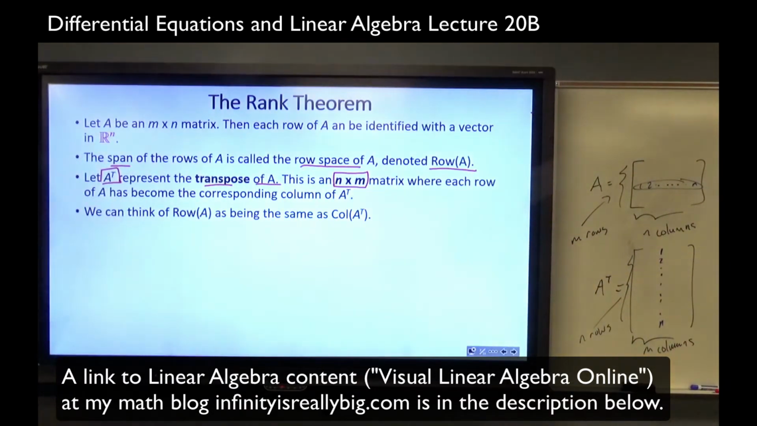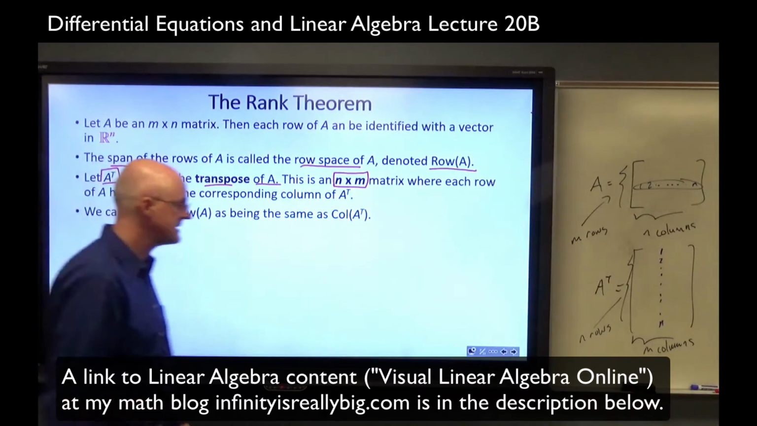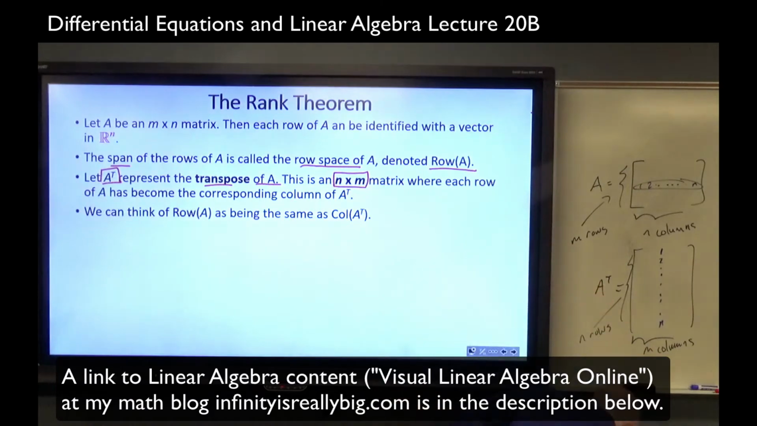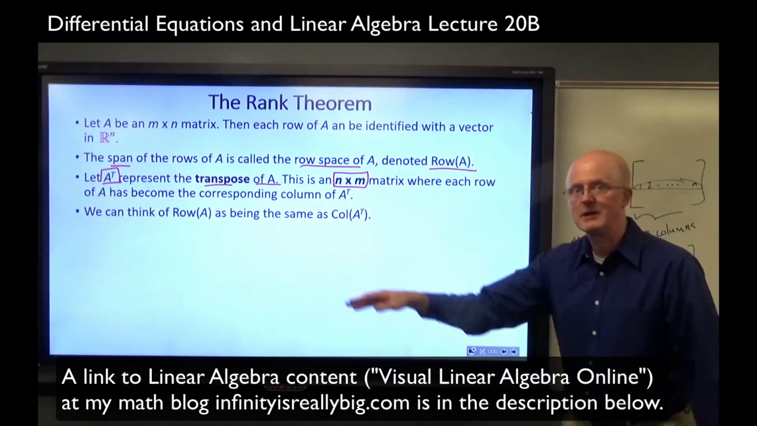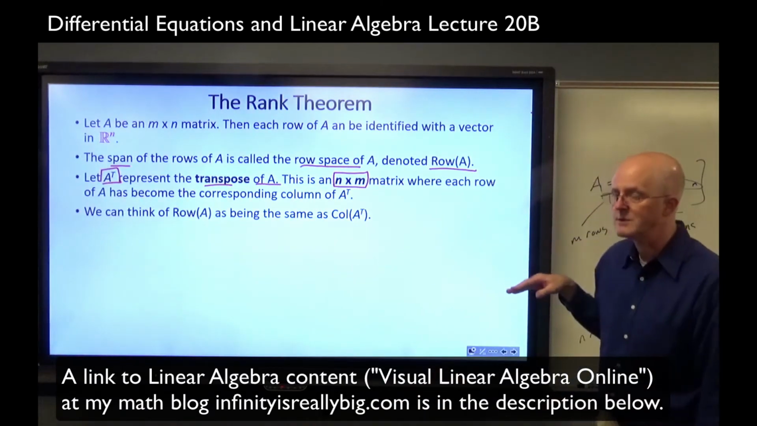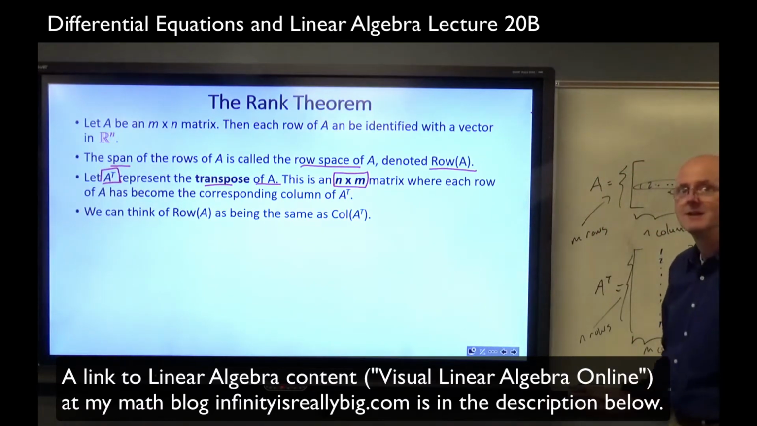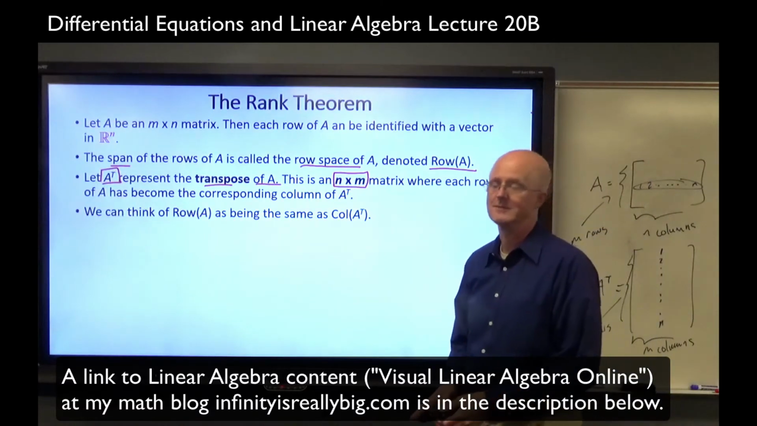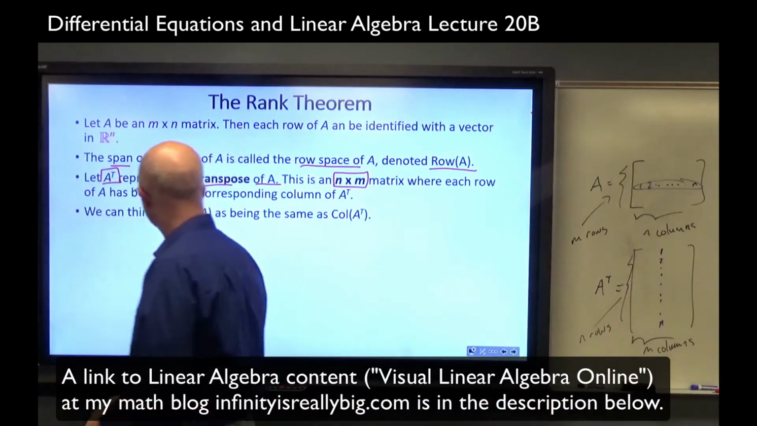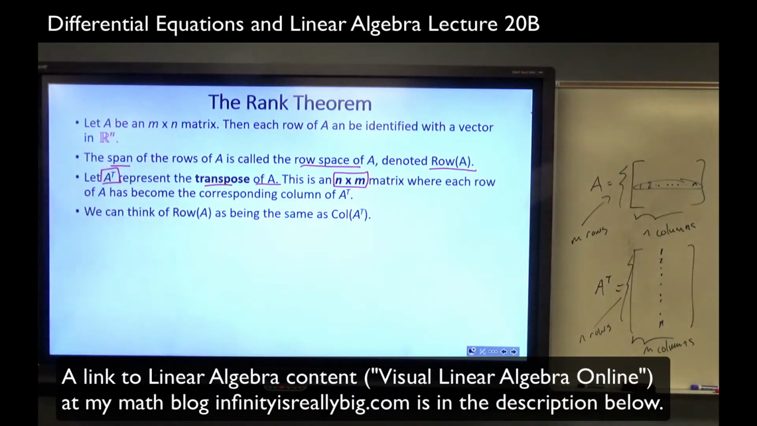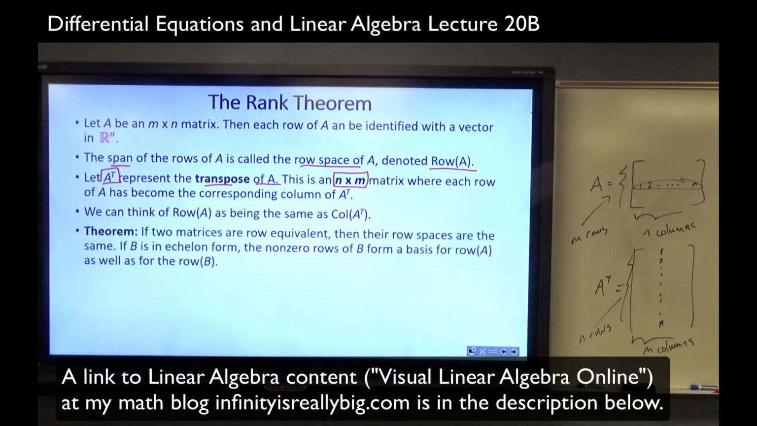With a little bit of thought, you realize the row space of A is essentially the same thing as the column space of A transpose, as long as you ignore the fact that the row space of A consists of row vectors and the column space of A transpose consists of column vectors. They're isomorphic to each other. Okay? So we can think of the row space of A as being the same as the column space of A transpose.